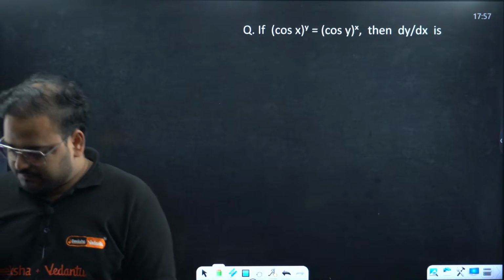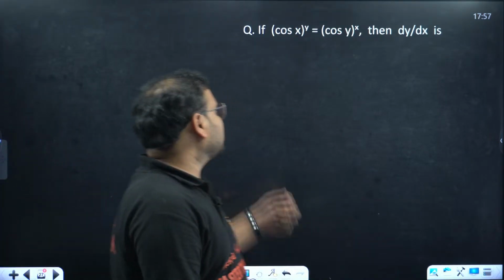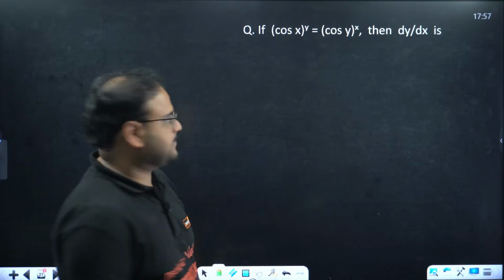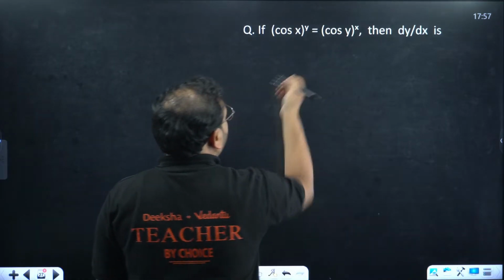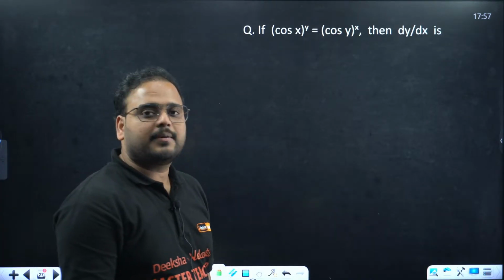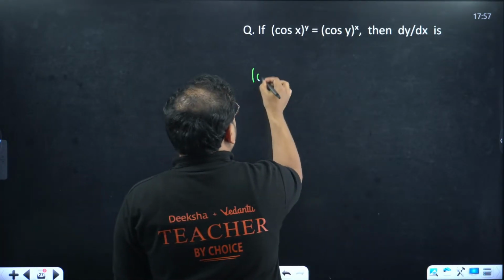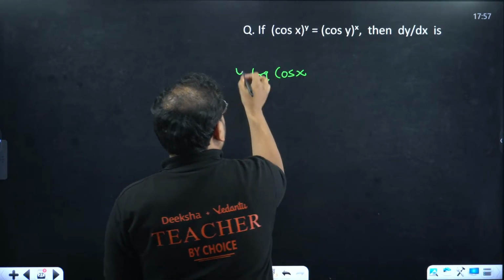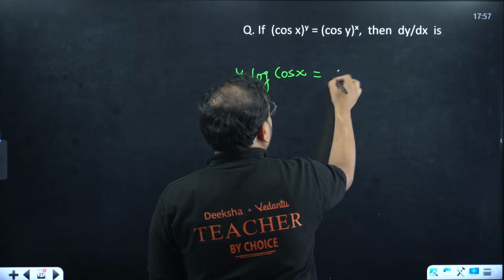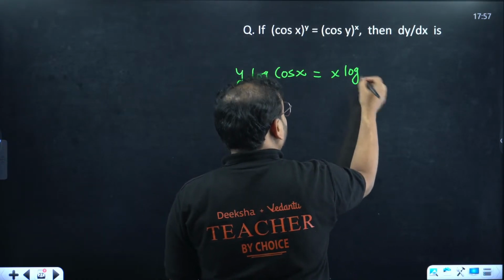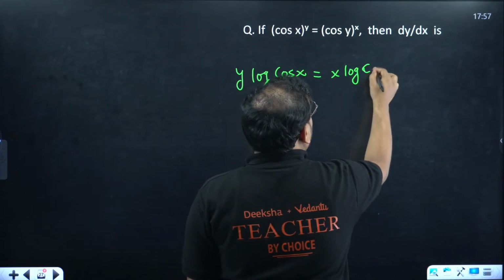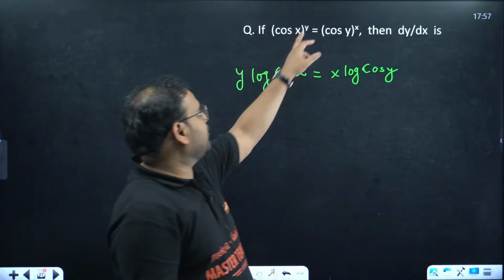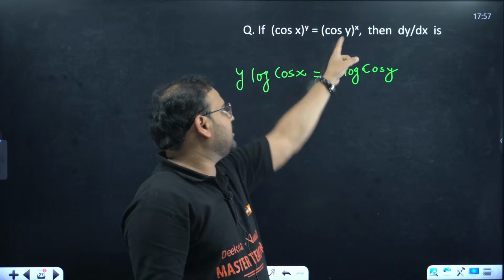What about this question, sir? If you have cos x power y equals cos y power x. If you want to solve this question, how can you solve it? Take log on both sides. You'll have y log cos x, and over here x log cos y. Can you see that? Take log on both sides. The power comes as the coefficient in both the terms.